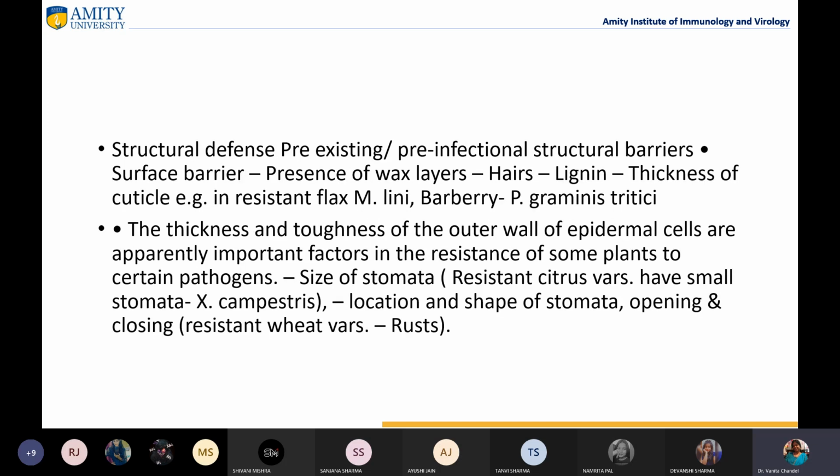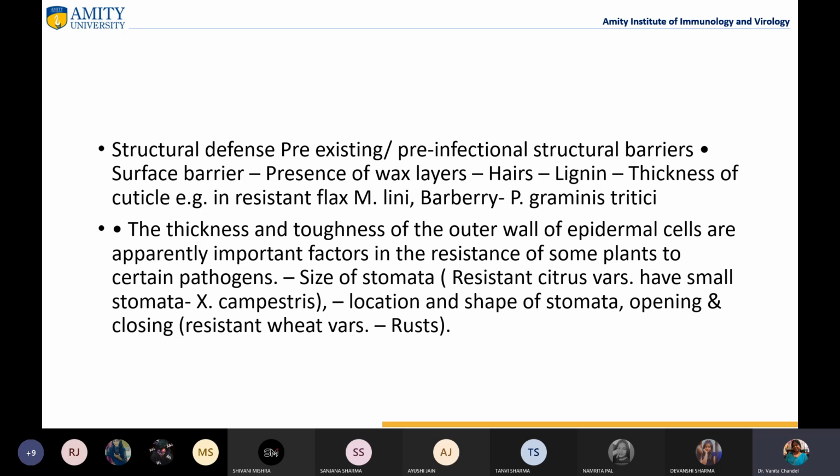So structural defense could be pre-existing or pre-infectional structural barriers, such as surface barriers like the presence of waxy layers. Due to those layers also, the pathogens are unable to enter. Then hairs or lignin, and thickness of the cuticle. For example, in resistant flax species the cuticle thickness is more, and it is not affected by Puccinia. So the thickness and toughness of the outer wall of the epidermal cells are apparently an important factor in the resistance of some plants to certain pathogens.